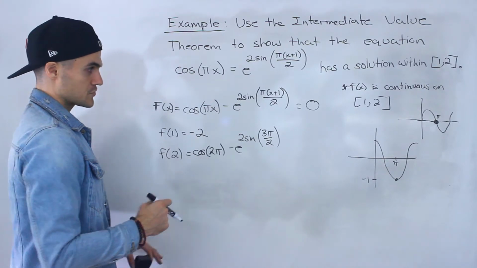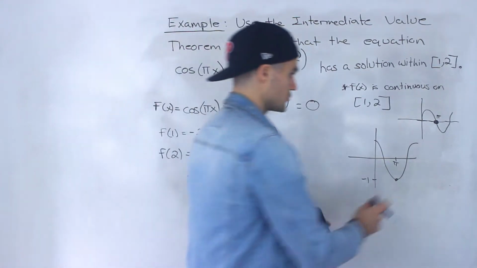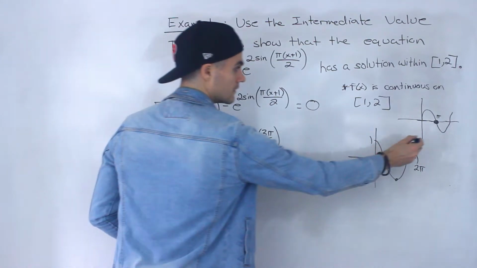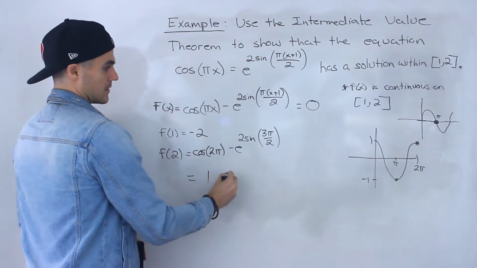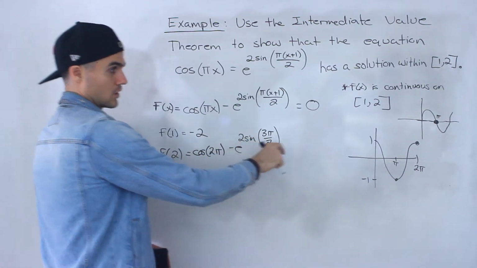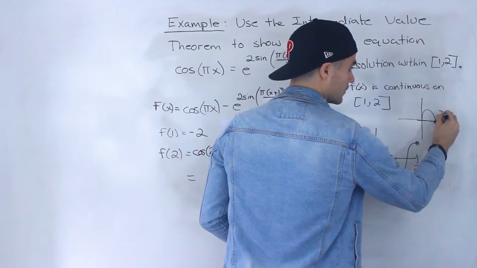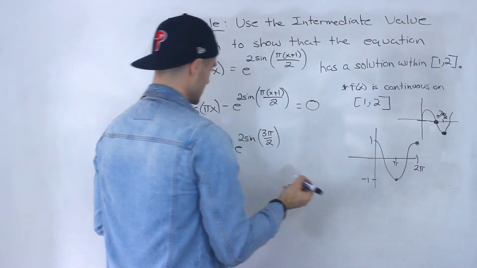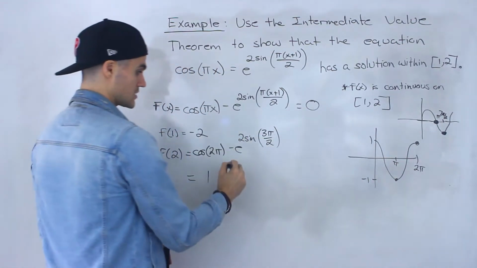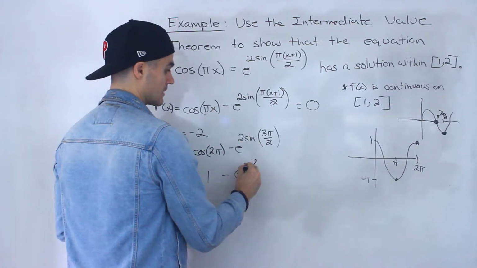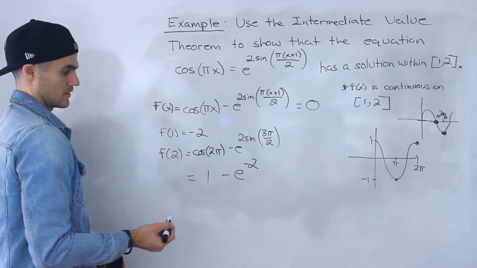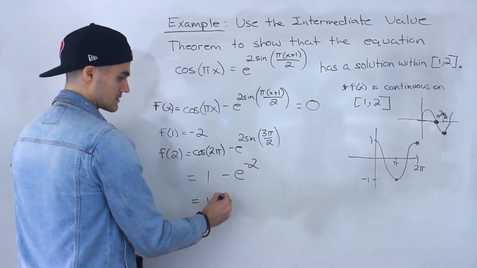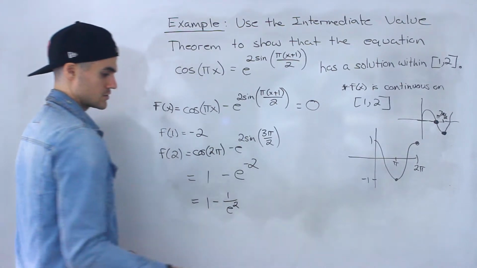So what's cos of 2 pi? Well, from this graph here, 2 pi is over here, right? So notice 2 pi is going to end up being 1, this point right here, minus, what's sine of 3 pi over 2? Well, 3 pi over 2 is over here, right? So notice that sine of 3 pi over 2, that's going to end up being -1. So we would have e to the -1 times 2, which is just -2, like that. So we'd end up having 1 minus e to the -2, which we can rewrite as 1 minus 1 over e to the 2, like that.